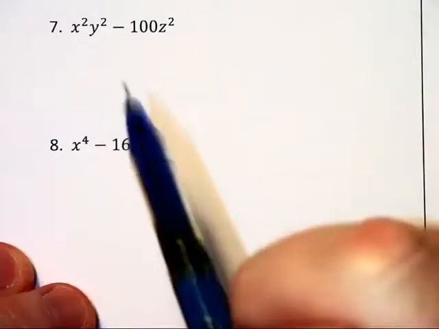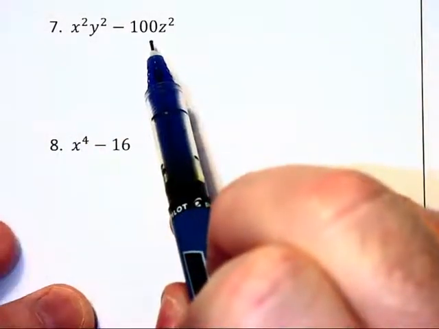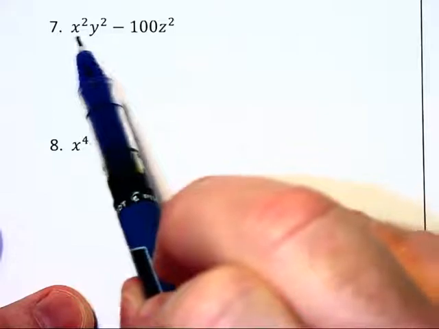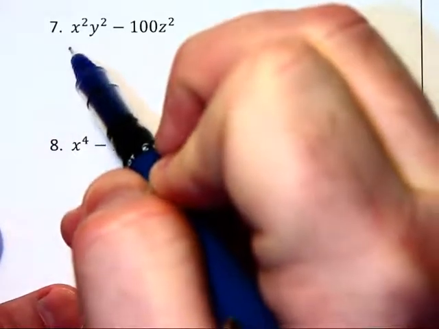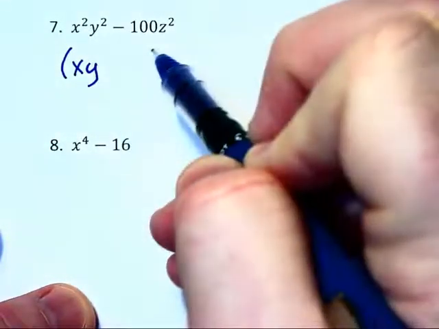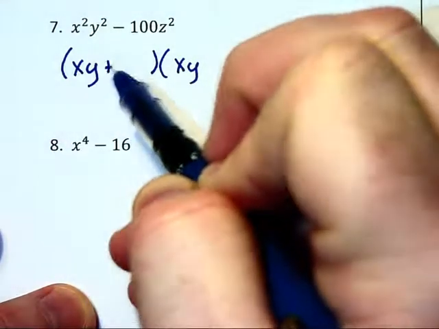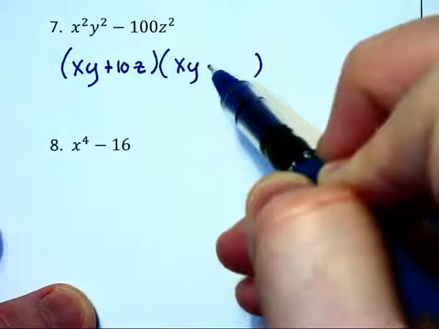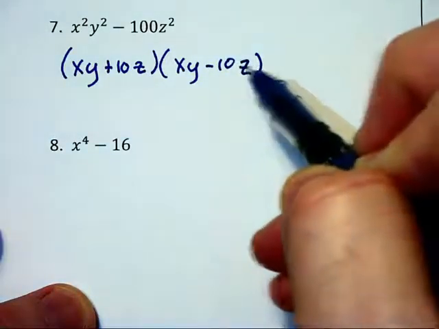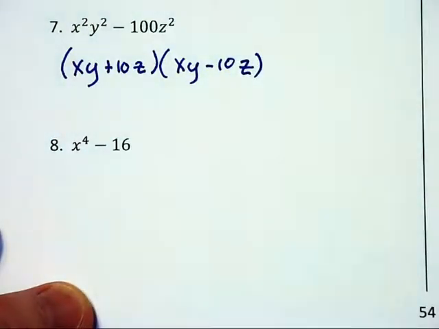If your expression that you're solving has more than one variable, don't let that scare you. You have the square of both x and y at the beginning here, so this will give us xy at the beginning of each parentheses, and one parentheses will get a plus 10z, and the other will get a minus 10z. And if you multiply that together, it's going to work.